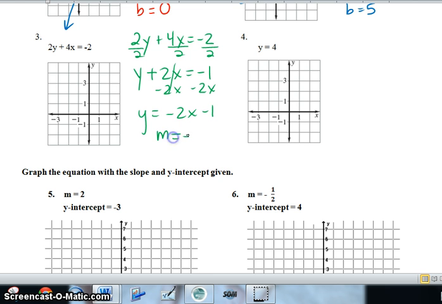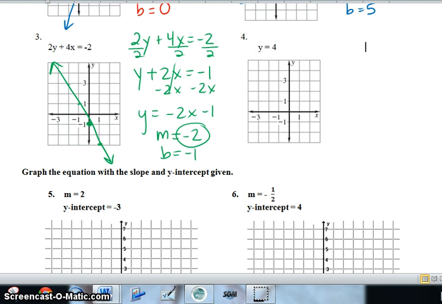Our slope is negative 2. Our y-intercept is negative 1. We'll plot the negative 1 there. Now notice our slope is negative 2, so we're going to go down 2 and to the right 1. Okay, and if we continue that pattern here to help us draw the line, it will look like this. Notice it has a negative slope, and our line goes down from left to right.